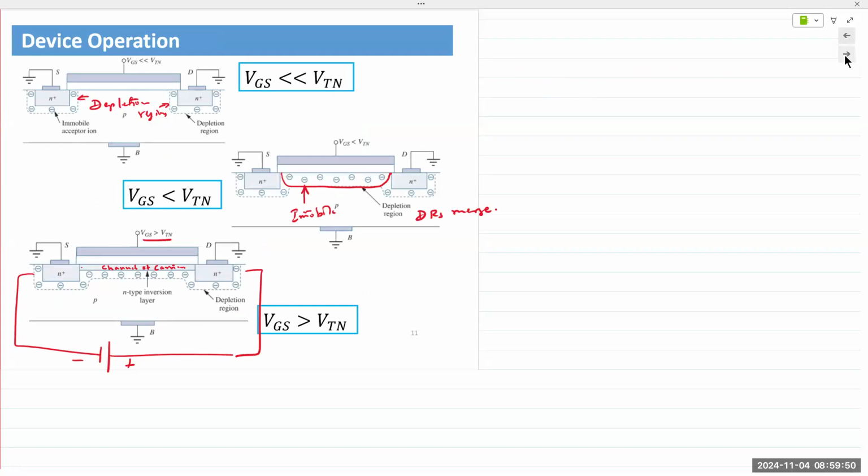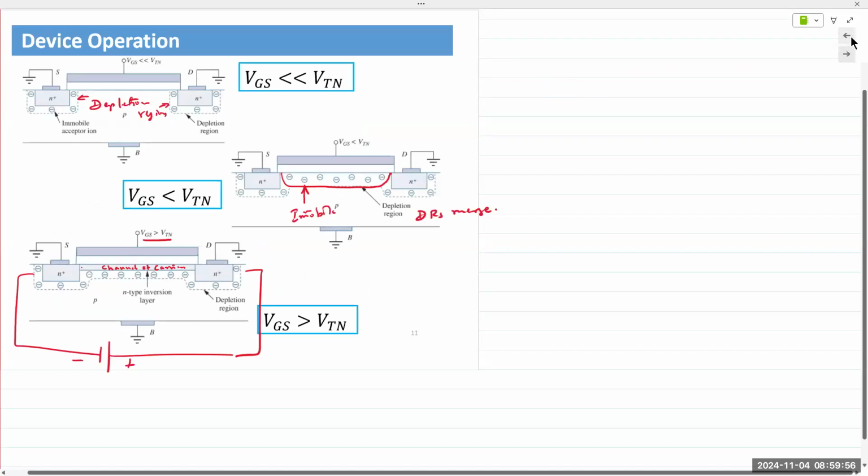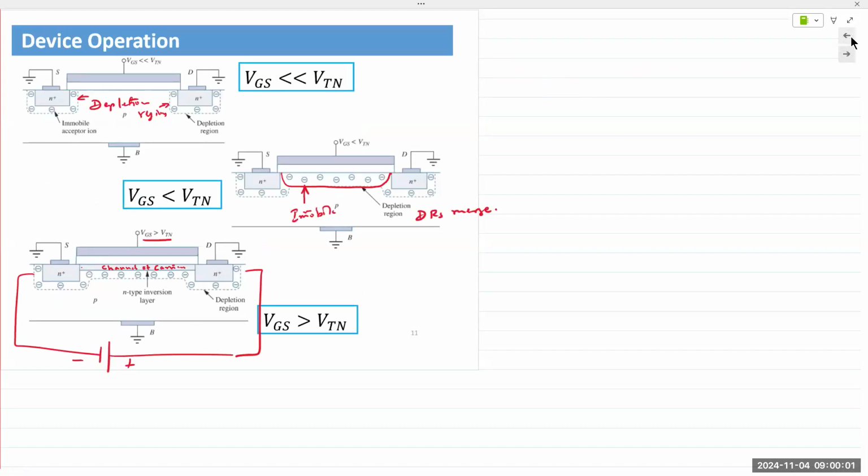Okay, so I'm going to end class here today, and then we'll pick up here again on Wednesday. Comments? It is a lot of things going on.